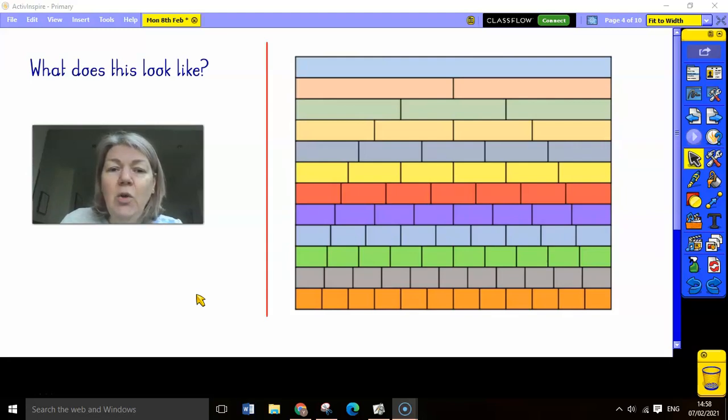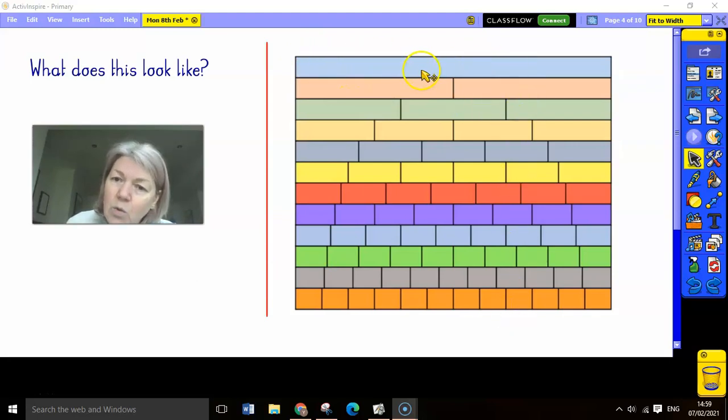Hopefully you have recognised that this is an image of a fraction wall, and you would have seen these images back in year 2 and most likely in year 3 as well. This one might look different to ones you've seen before, but with a fraction wall we can see that all the parts are the same size.